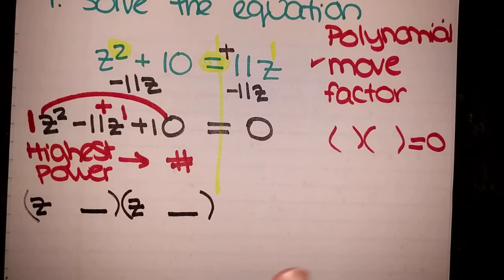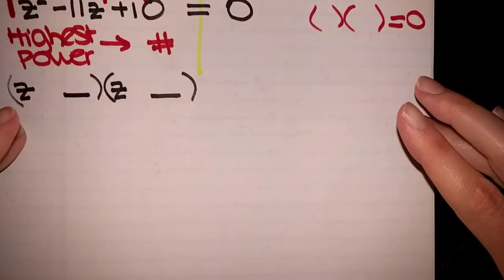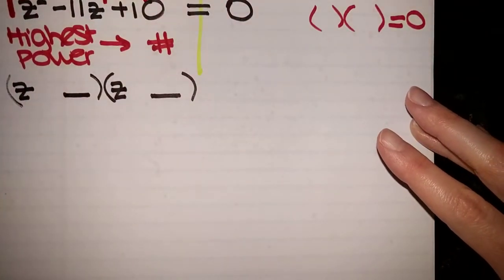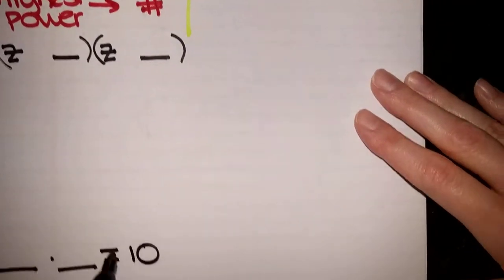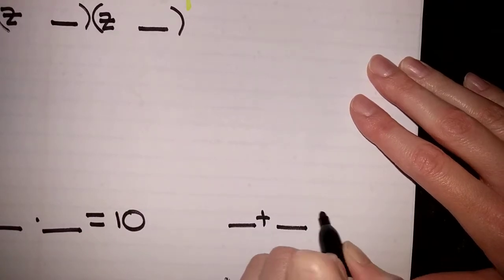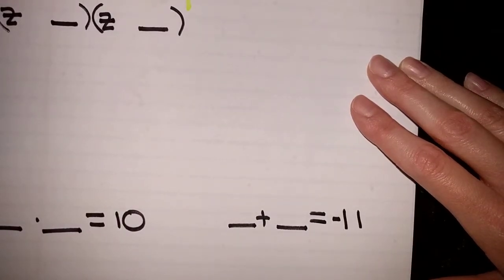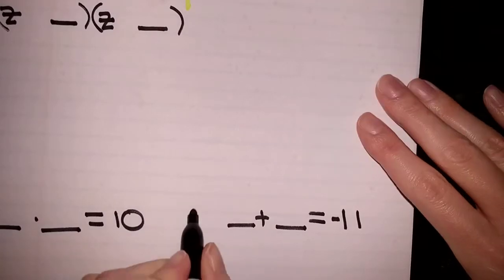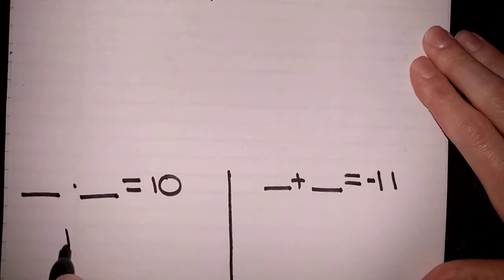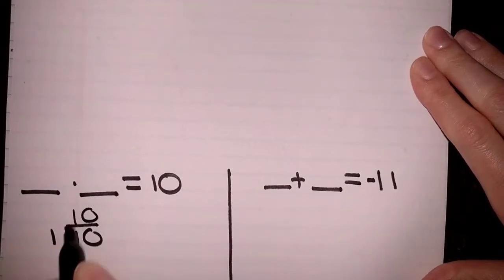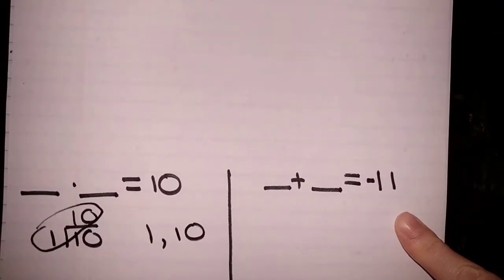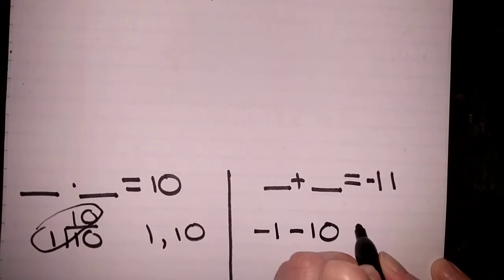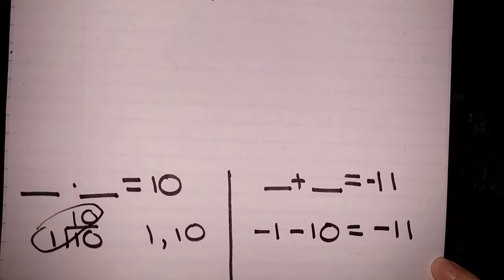So what I'll do is I'll go off to the side, or I'll leave myself a good 3 or 4 lines here and think about the factors of the first times the last, so factors of 10, that are going to add up to negative 11. So again, what you'll do is you'll start with the 10 divided by 1, and you'll get 10, and you'll say, okay, can 1 and 10 sum up to negative 11? So if I have a negative 1 and a negative 10, that will give us the negative 11.